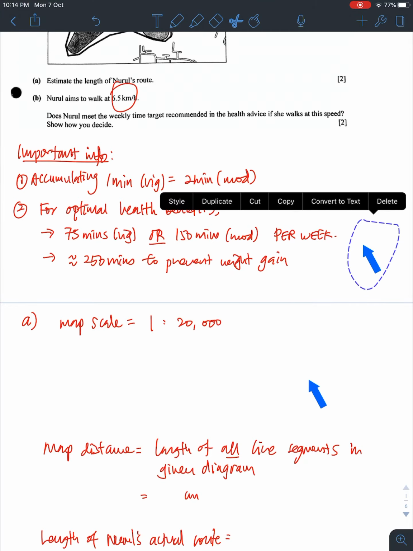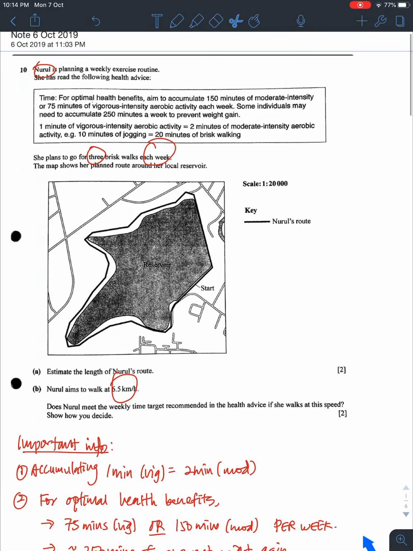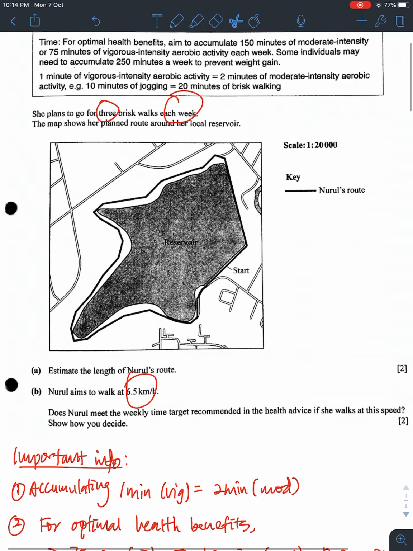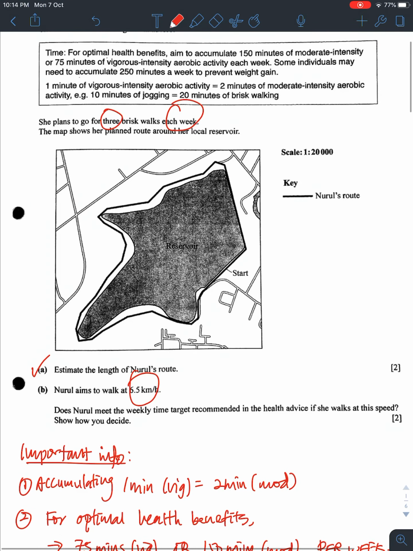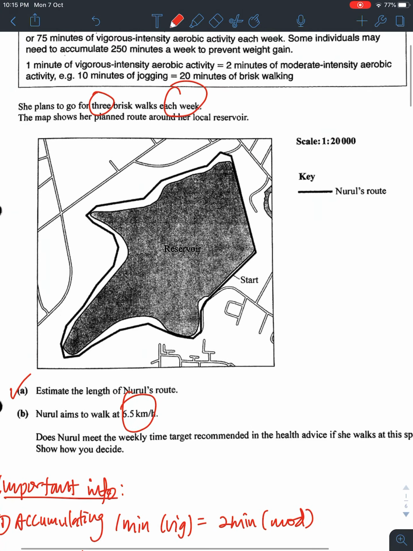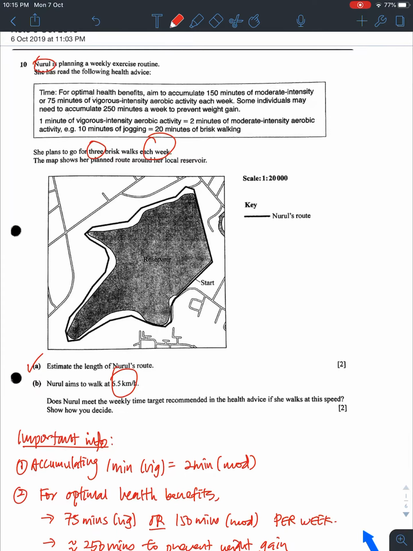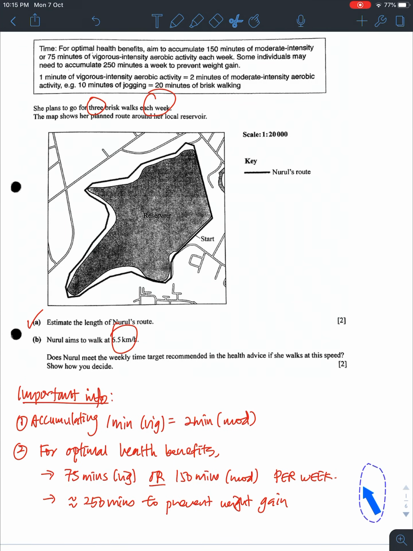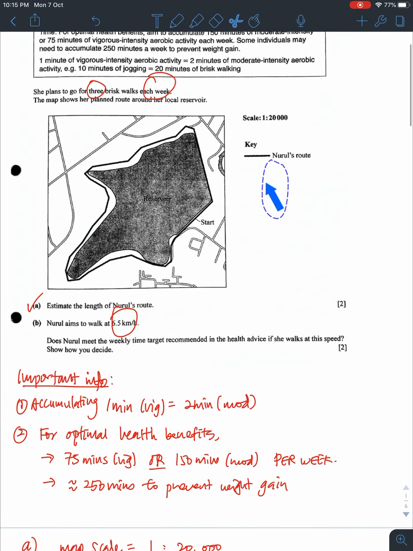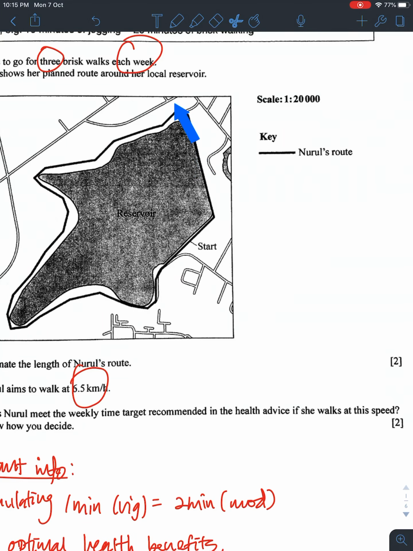So if you look back at the picture over here, we would be able to answer the first question. The first question is asking us to estimate the length of Nuru's route. So how can we do that? Since we're given the map, you expect the distances in the map to be very accurate. So what you need to do in this case is to measure the line segments around this reservoir which represent her route. Using a ruler, carefully try to measure it as accurately as possible.